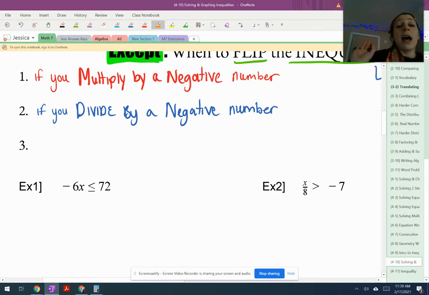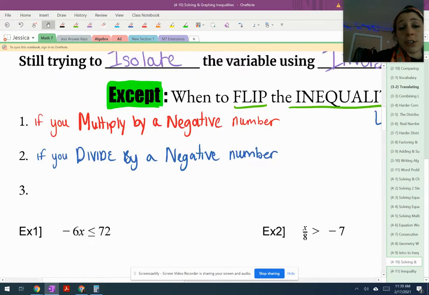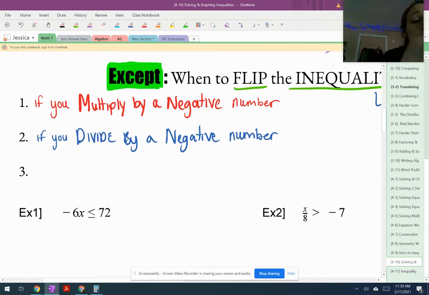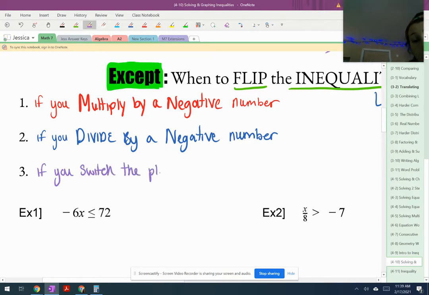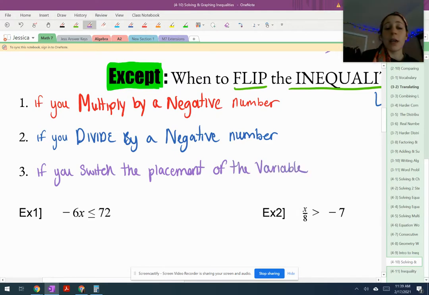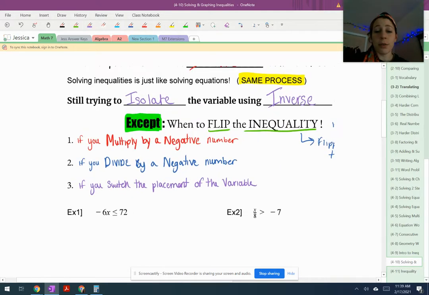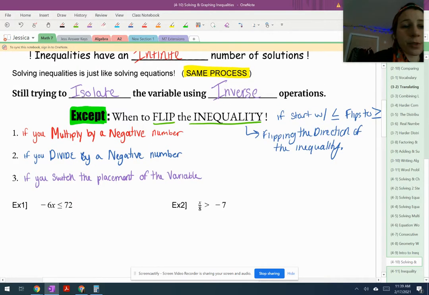Okay. The last situation where you would need to flip your inequality is if you switch the placement of the variable. And we'll go through a brief little example of each of those.